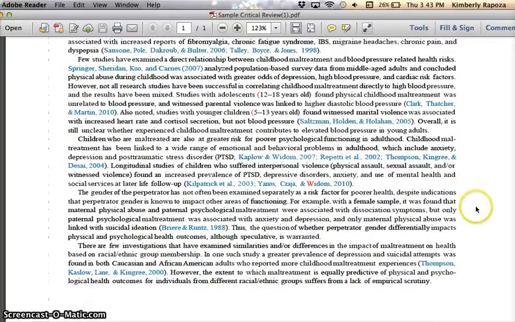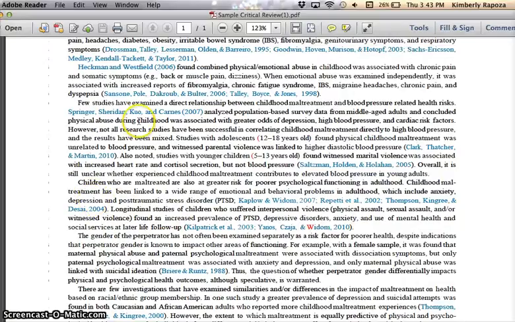So you can get an idea where sometimes material is used in more than one paragraph, but each paragraph is written thematically. It's pulling together studies based on a particular theme, and then at the end, I make some kind of conclusion. Here I review all of the information on blood pressure and health and maltreatment, and I say, well, overall, it is still unclear whether experienced childhood maltreatment contributes to elevated blood pressure in young adults.